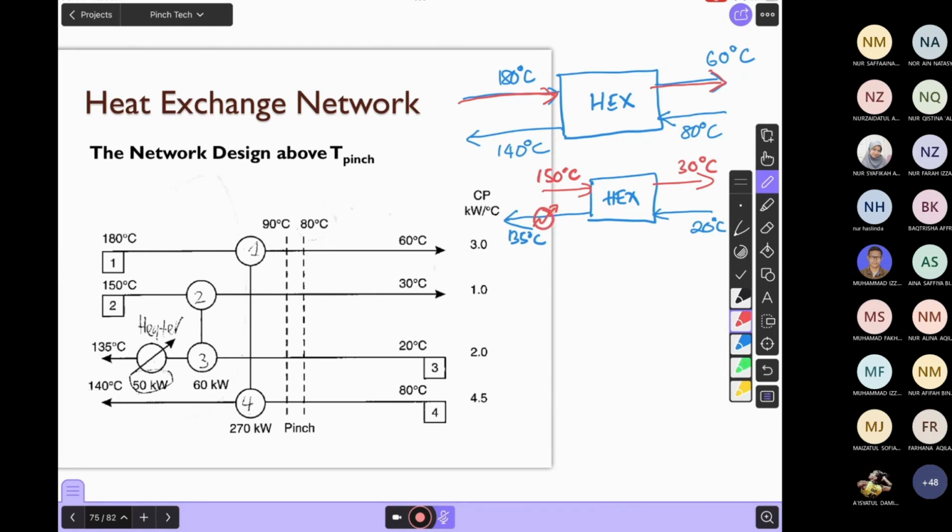Okay, to install one heater before you can send this to another process. Tu maksud dia, kenapa you need preheater before it enters other process equipment. Okay, for example, this is one example lah.